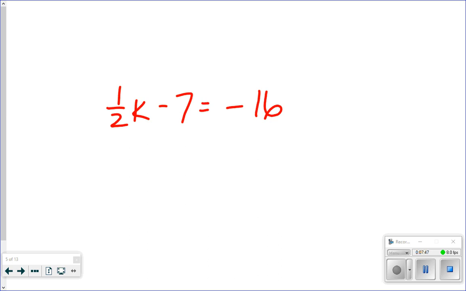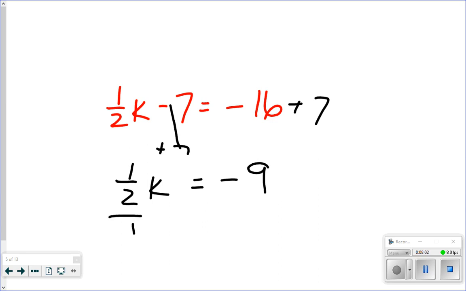Okay, first step, you're going to add 7. Add 7. What's -16 plus 7? -9. So it'd be half k equals -9. Divide by half. Really, it looks like this. Should be -18. -18. Okay.